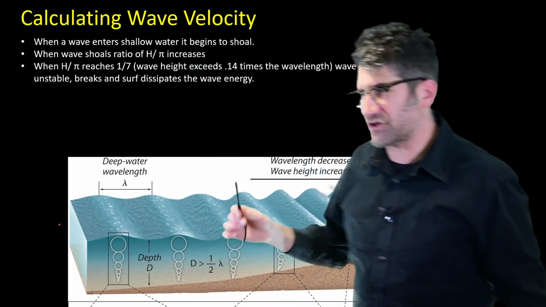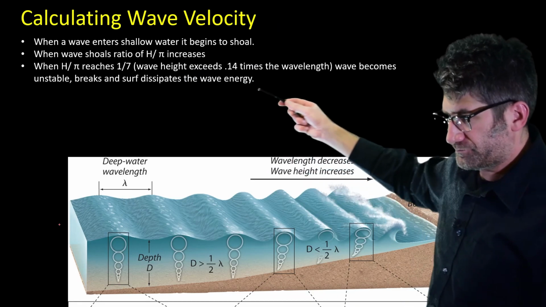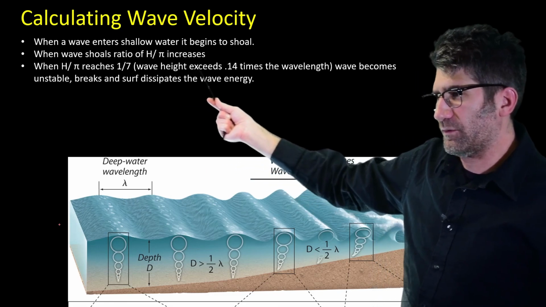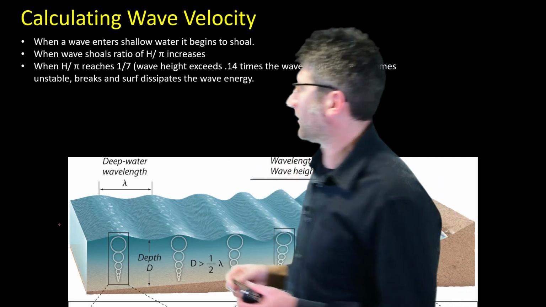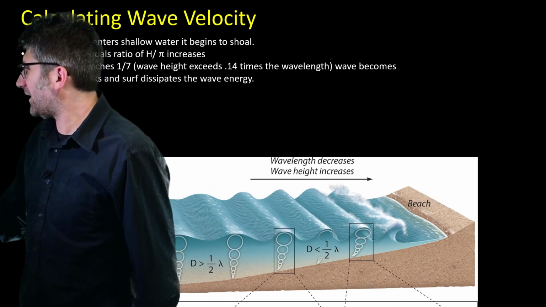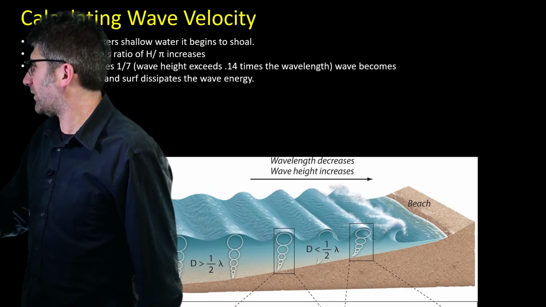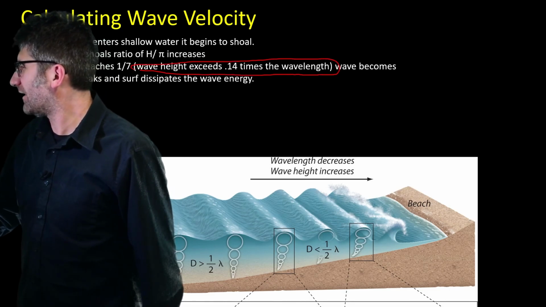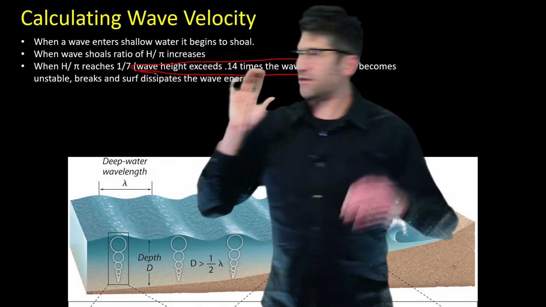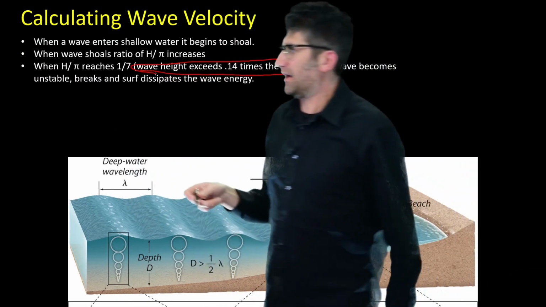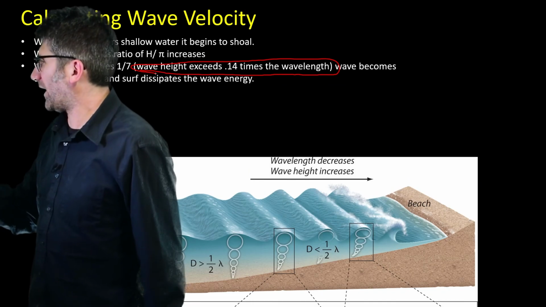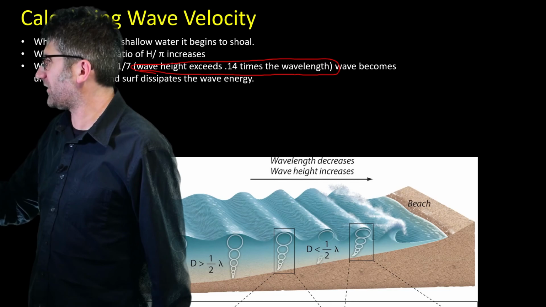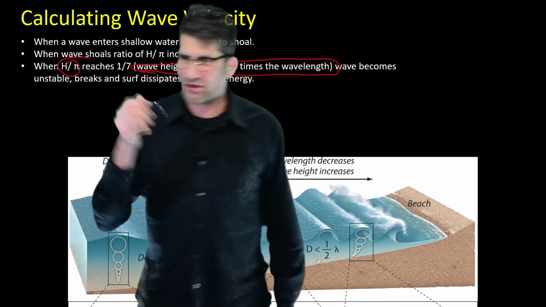Okay, so we can actually quantify this. When the height of the wave equals about 1/7, which means the wave height exceeds 0.14 the wavelength, that's when the waves become unstable and they start to break. So that's important here. Our wave height over wavelength, when that equals roughly 1/7, that's when we start to get our waves crashing.